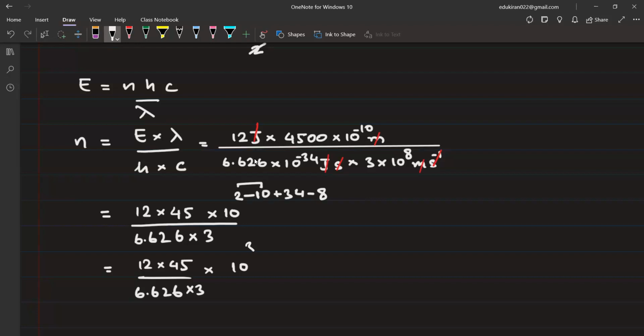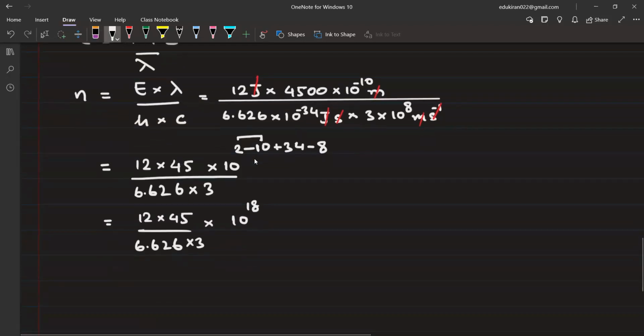At last we will get 34 minus 16, which will be equal to how much? Tell me, guys. 34 minus 16 will be equal to how much? 32? No, sir. 34 minus 16. 18. Yes, correct. Right. So we are going to get here 10 to the power 18.